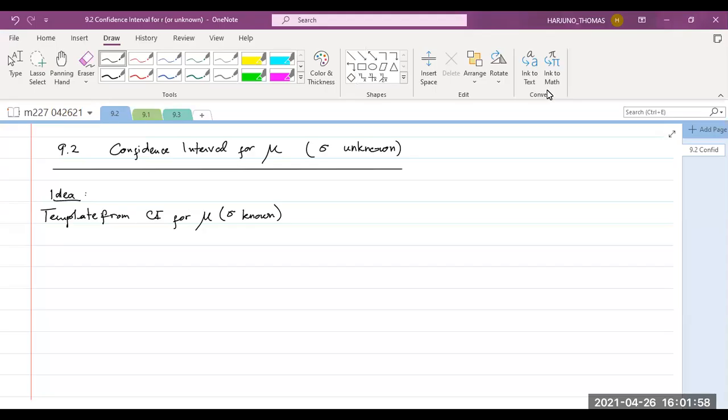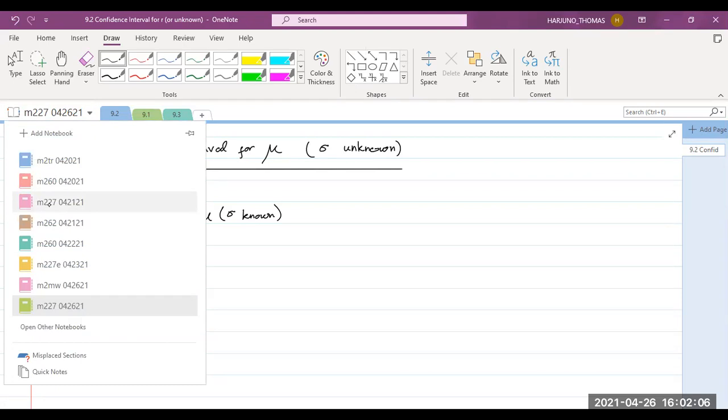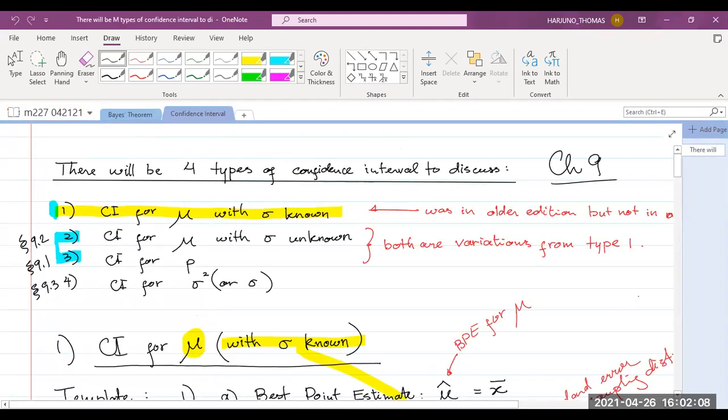Good afternoon. We will start our class today on confidence intervals for the rest. Let's see what we had last time, last Thursday. Last Thursday, I mentioned that we have 4 types of confidence interval to discuss. Let me copy paste that.